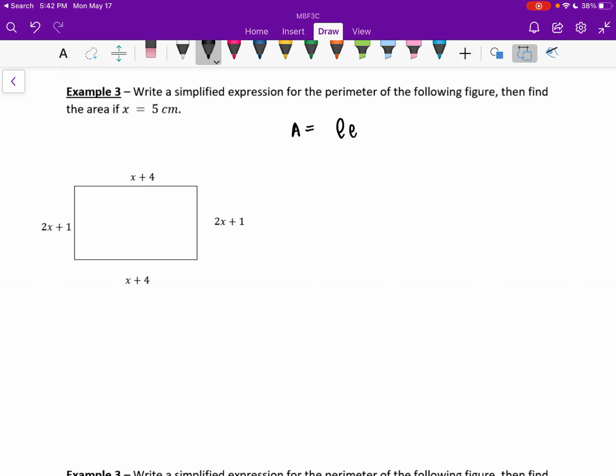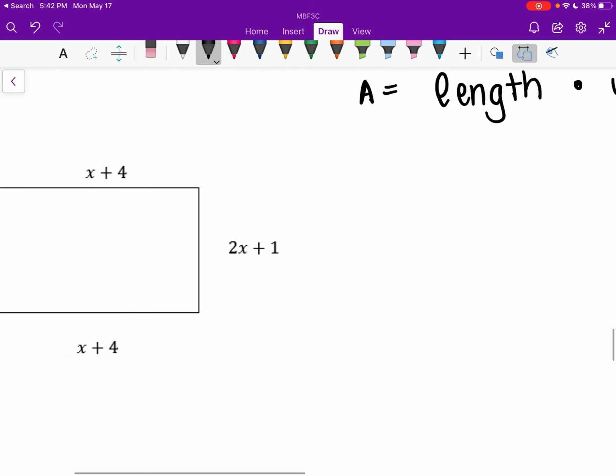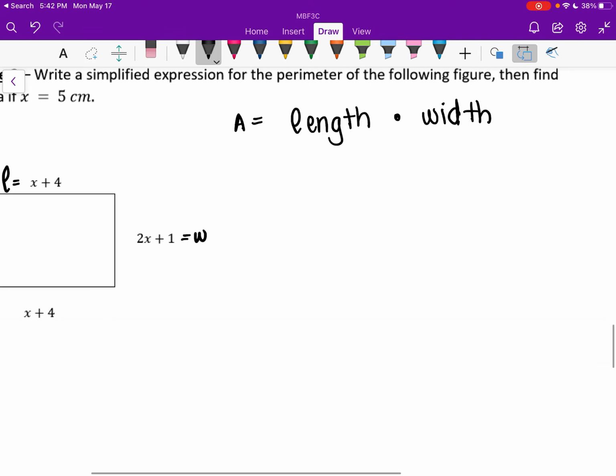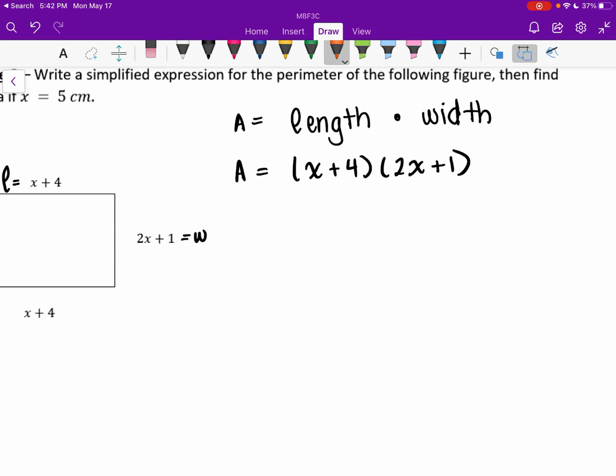Our formula for area is length times width. This dot I use is just a multiplication sign. So let's say this is our length, right? I always like to make the longer side our length, and this one's our width. So what we're going to do is just substitute the values that we know, and always substitute them using brackets. So it's going to be x plus 4, that's our length, times 2x plus 1, that's our width. And now you see that we have 2 binomials multiplied by each other.